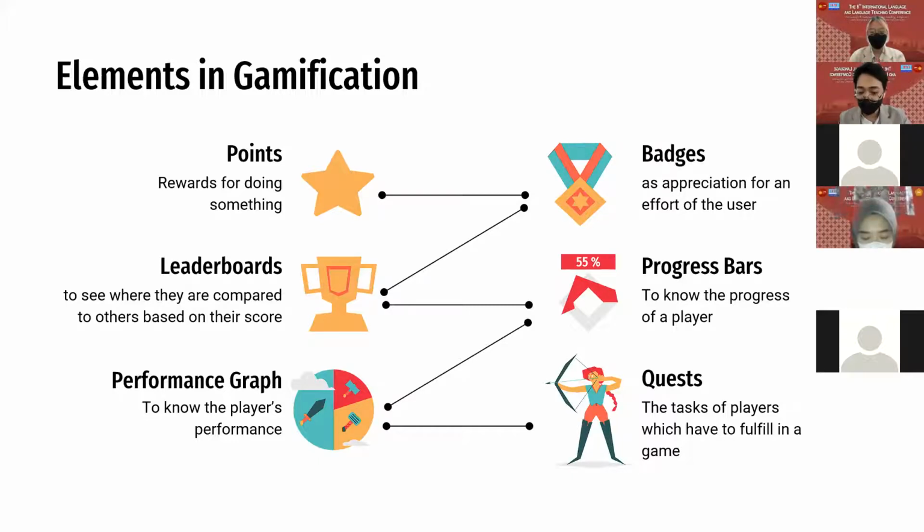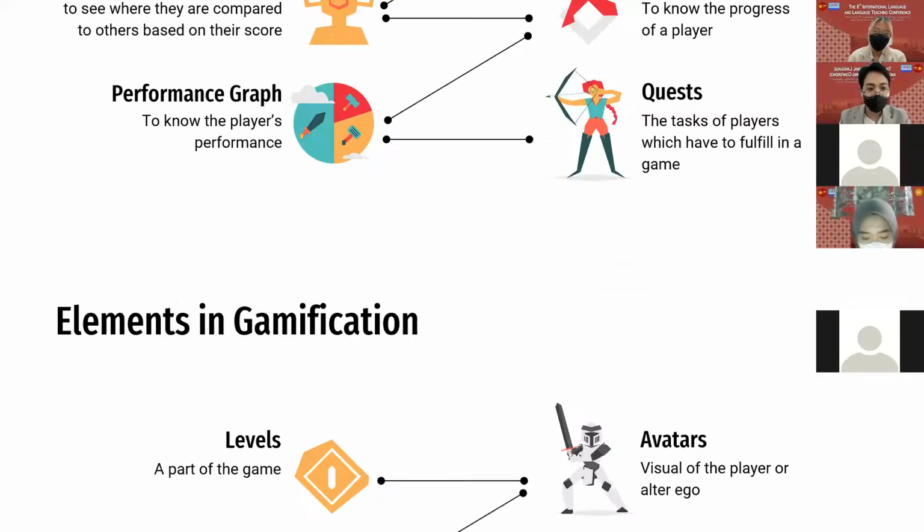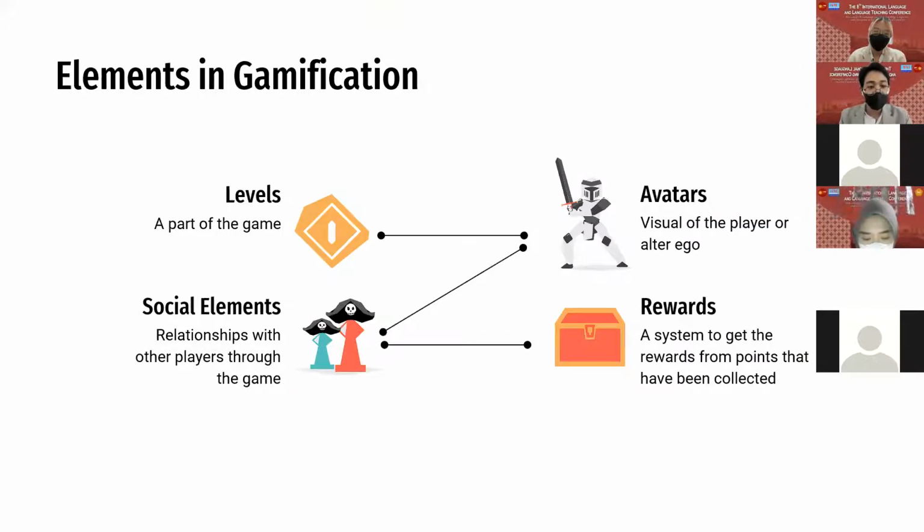And next is leaderboard. It is used to see where they are compared to others based on their score. And next is progress bar. It is used to know the progress of the player. And performance graph is to know the player's performance. And next is quest. Quests include the tasks that the player has to fulfill in a game.